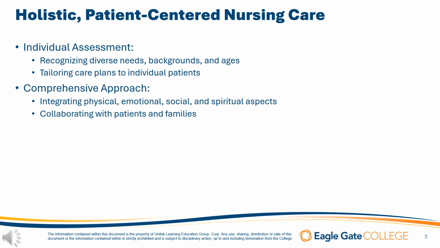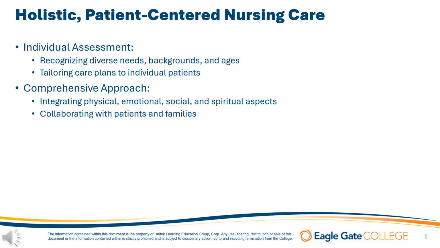Effective collaboration with patients and their families is a cornerstone of holistic patient-centered care. This means actively involving them in the decision-making process and ensuring their voices are heard and respected. Open and honest communication is vital. Educate patients and families about the patient's condition, treatment options, and care plans. Encourage questions and provide clear, understandable answers.